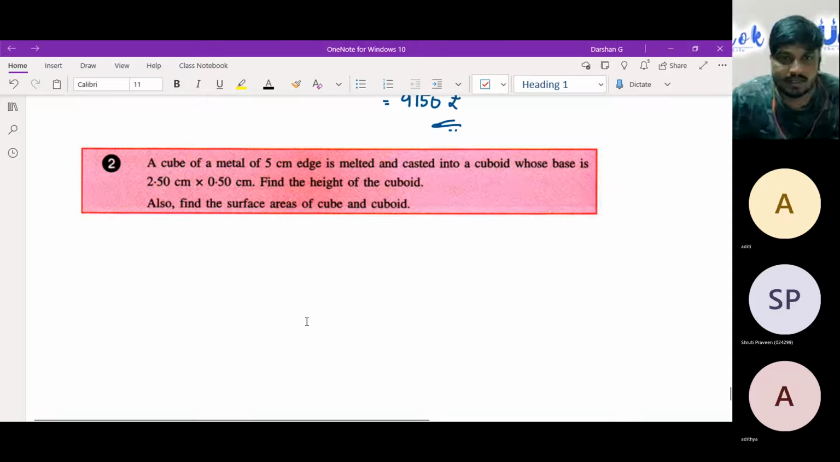So a cube of metal of 5 centimeter edge. It's a cube 5 centimeters, so all the sides are equal. We know that is melted and casted into a cuboid whose base is 2.5 centimeter times 0.50 centimeter. Find the height of the cuboid. Also find the surface area of cube and cuboid. Right, start doing this. I'll give you 2 minutes.